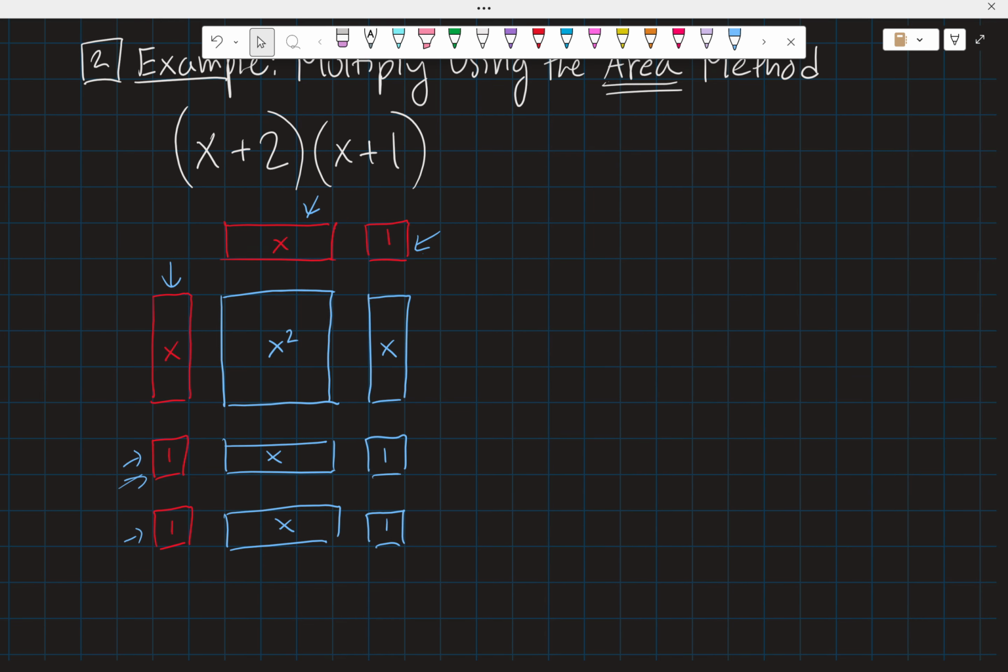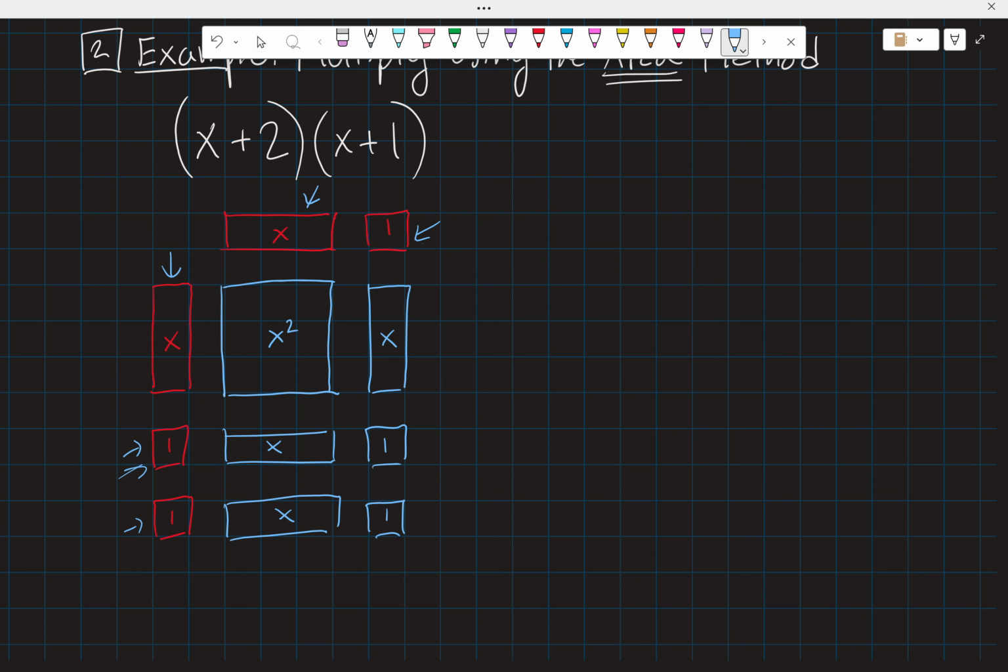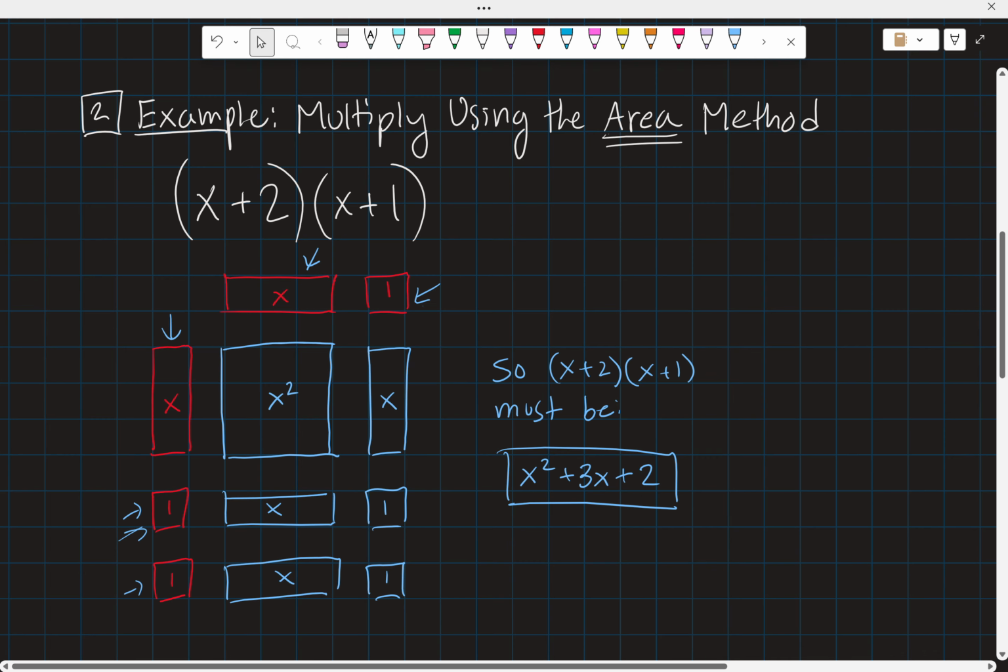2 more unit tiles. So by multiplying those two expressions together, we ended up with 1 x squared, 3 x's, and 2 unit tiles. So x plus 2 times x plus 1 must be x squared plus 3x plus 2. And that will be our final answer for that example using the area tiles. So I hope that makes sense for everybody.